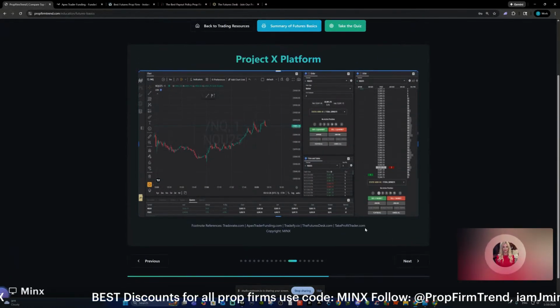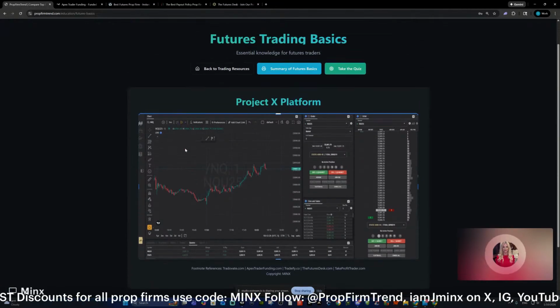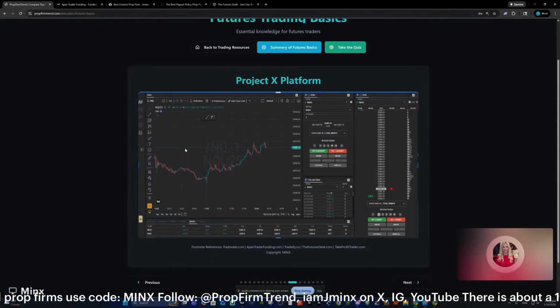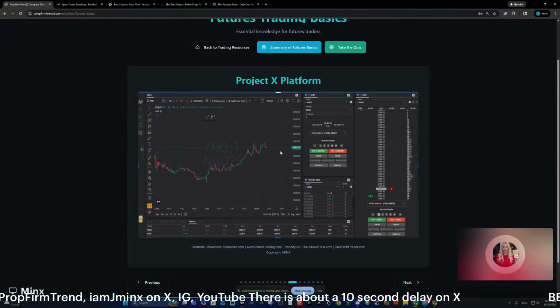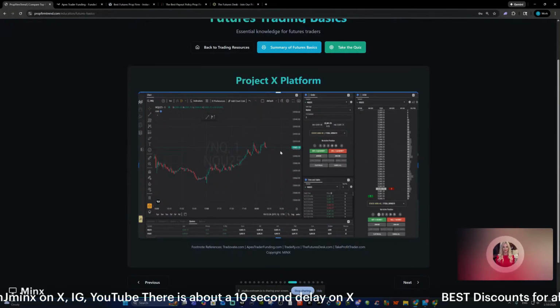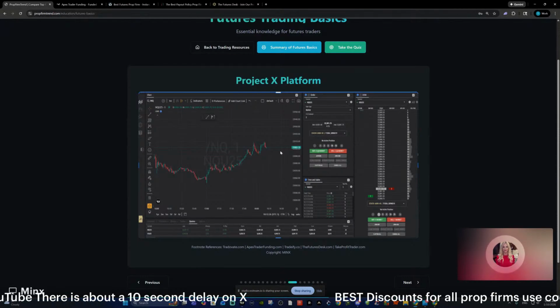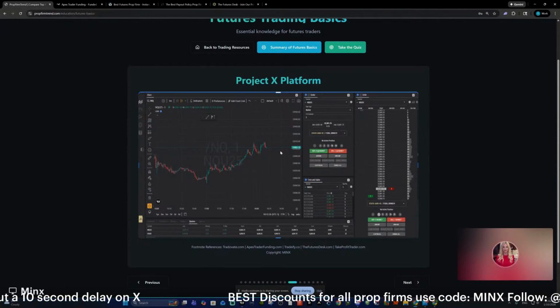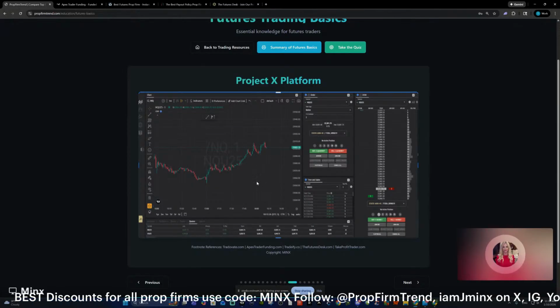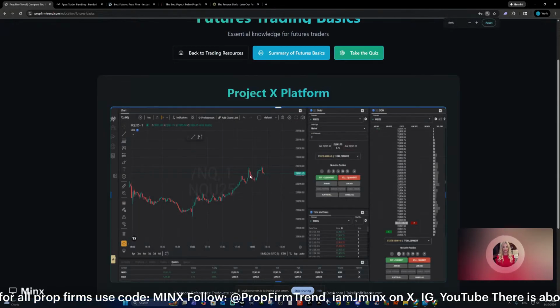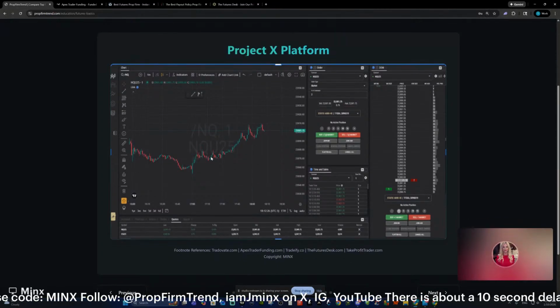All right, so this is Project X platform, which is used by TopStep-X. Actually, TopStep owns it. A lot of firms used to have this available, but they're going away from it, just because Project X is leaving TopStep. But this is what the platform looks like. It looks kind of like TradingView.